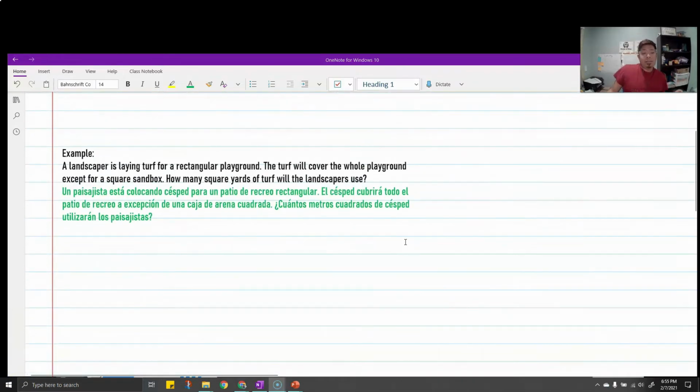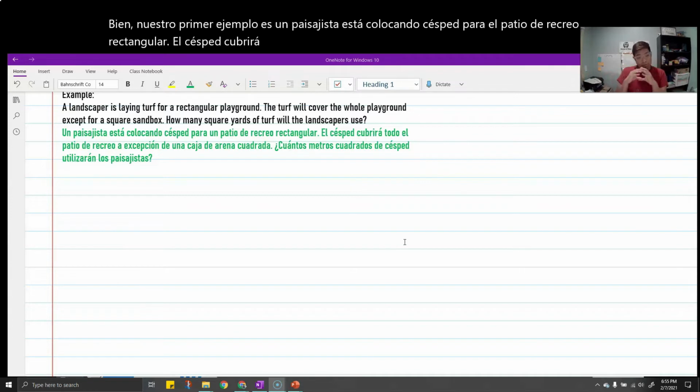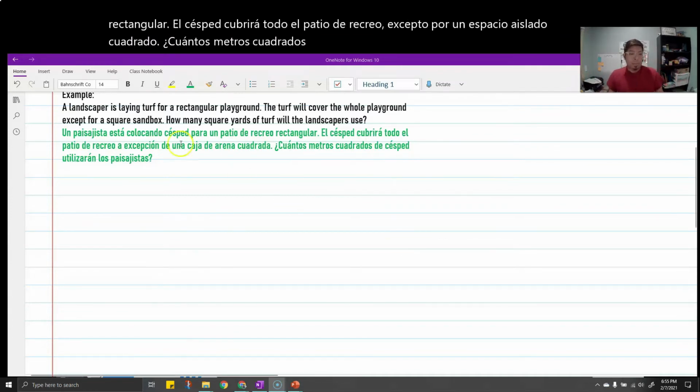Okay, our first example is: a landscaper is laying turf for a rectangular playground. The turf will cover the whole playground except for a square sandbox. How many square yards of the turf will the landscaper use?